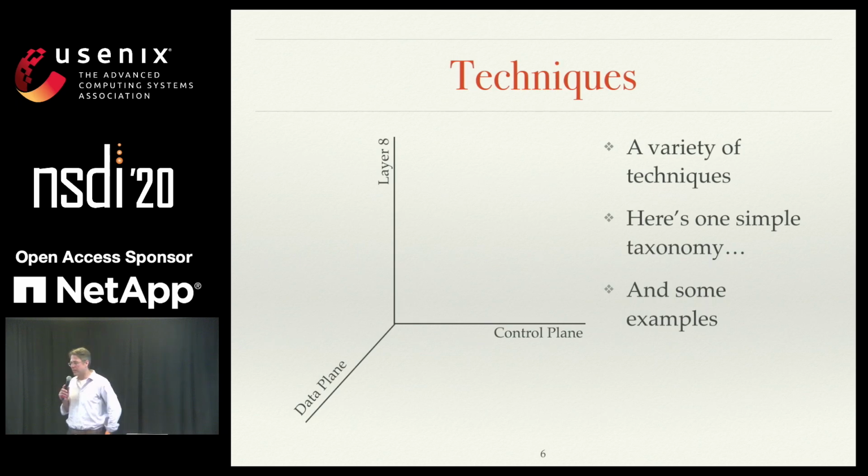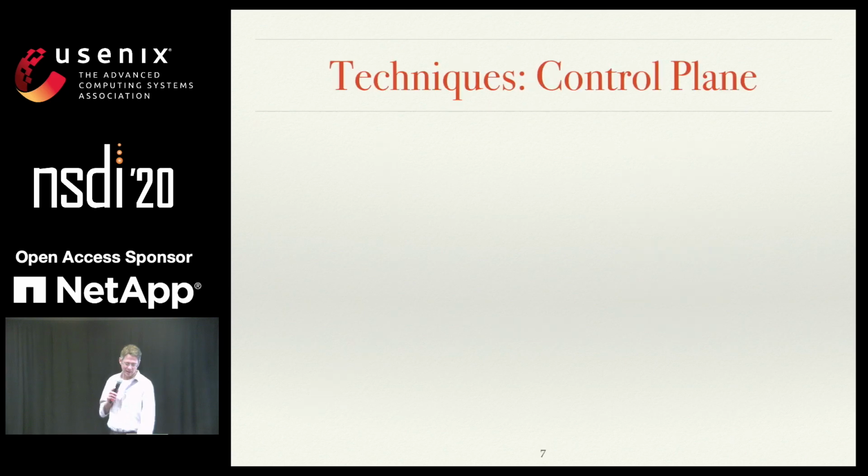So George also asked me to give an overview of some of the techniques that we use in this space. So there's a variety of techniques. I've come up with one taxonomy. There's many different taxonomies, but this is one way that you might think about the different techniques in internet measurement. I've divided it into 3 dimensions: the data plane, the control plane, and what I'm going to call layer 8.